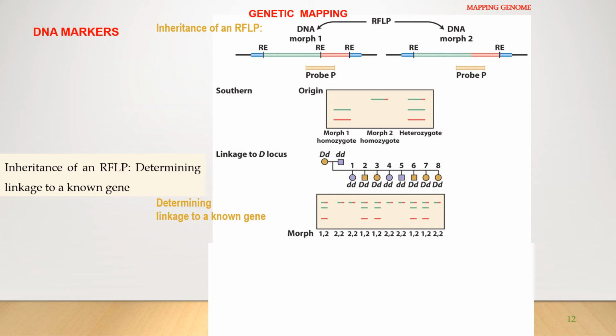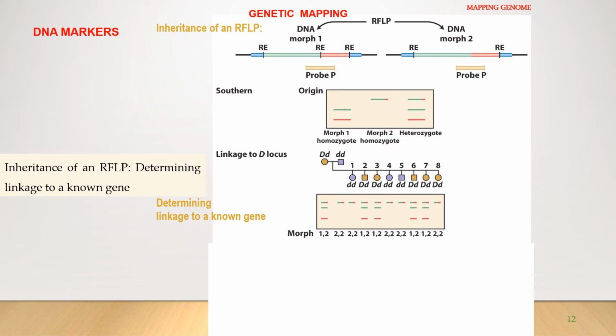The first well shows the profile of the mother. Here, three bands are observed. It shows the presence of DNA segments for morph 1 and morph 2. Hence, it can be concluded that the mother is heterozygote for this particular locus.